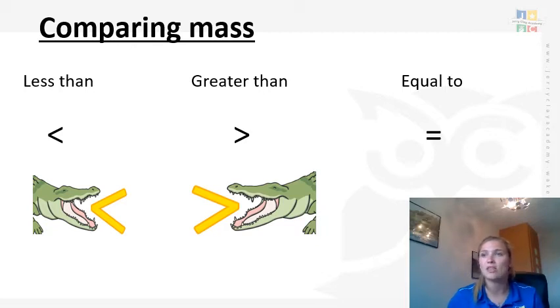So for example, you would say that 3 is less than 5 because the crocodile would eat 5 because it's the bigger number and he's a very greedy crocodile. Now the only time we use the equal to is if both sides are the same, so we would say that they're the same, they are equal to.